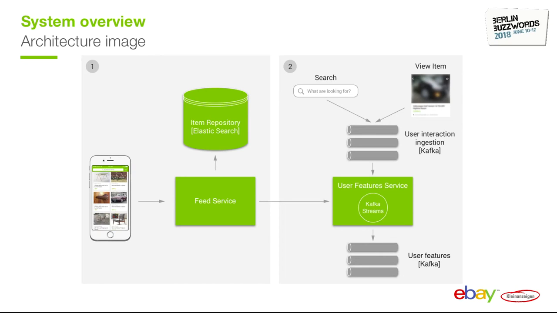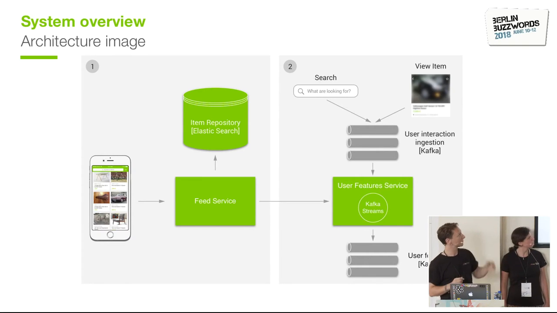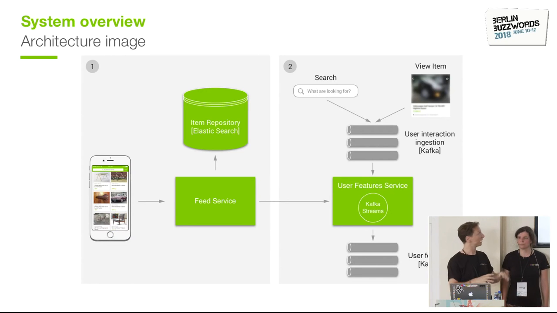And on the left-hand side, we then have the feed request flow. So you open the app, and the request goes to our feed service. The feed service then retrieves the finalized models and uses those models to create multiple Elasticsearch requests, and they get fired off to the Elasticsearch repository, which has a view on our 28 million live items. And the weighted response gets mixed together and presented back to the user.